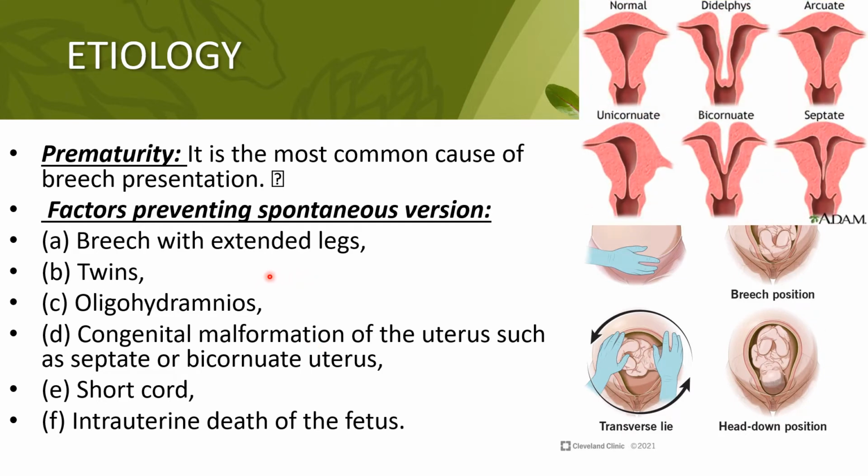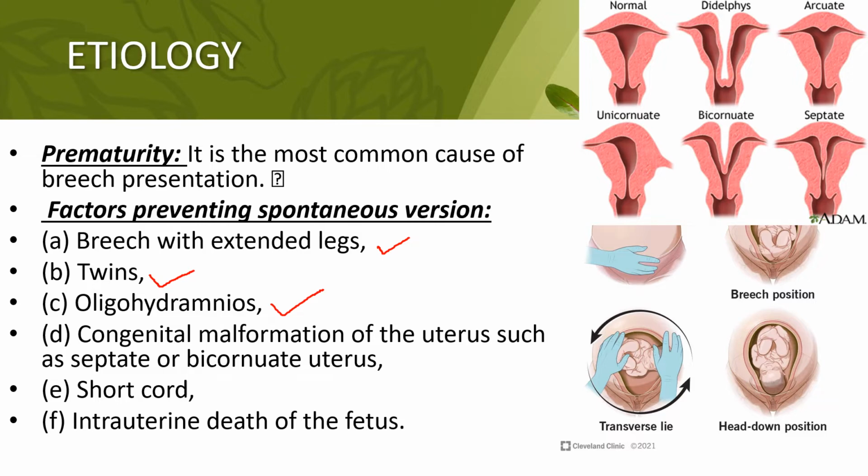Breech with the extended leg, obviously, there is no space in the uterus. The fetus also cannot move. So in this condition, they cannot do spontaneous motion. Then twins pregnancy. There is no space in the uterus because the two twins are locked together, so in that condition they cannot move. Then oligohydramnios, there is a lack of amniotic fluid volume. Because of that also the spontaneous version is prevented.